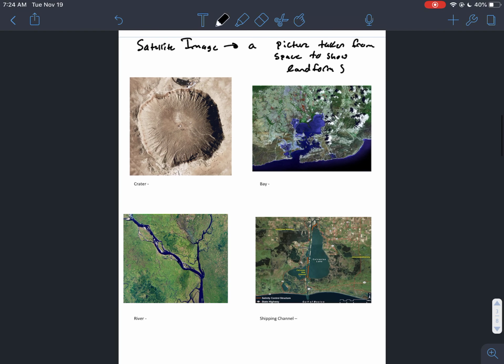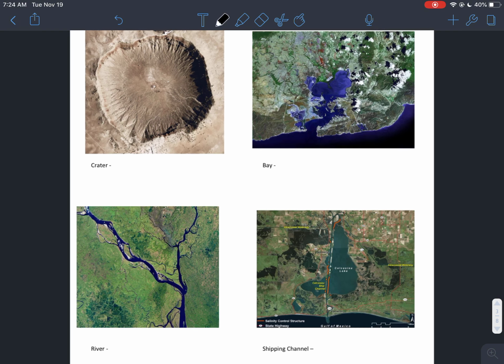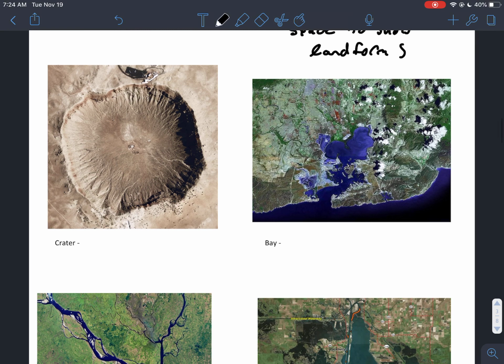Today we're talking about four things: craters, bays, rivers, and shipping channels. I know mine are in color, yours aren't, so just make sure you draw what I draw, and this will help you see it in color. First thing we're going to write is a crater is a hole with a rim. That's all there is to it. A crater's a hole with a rim.